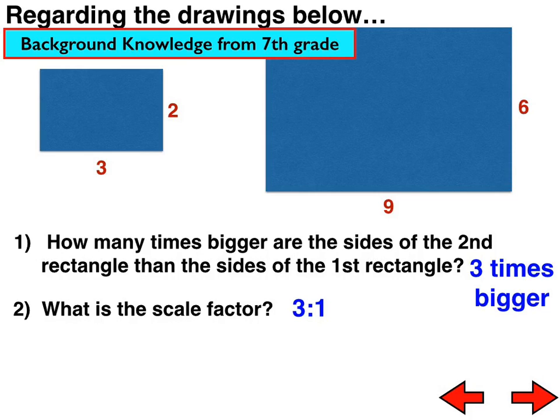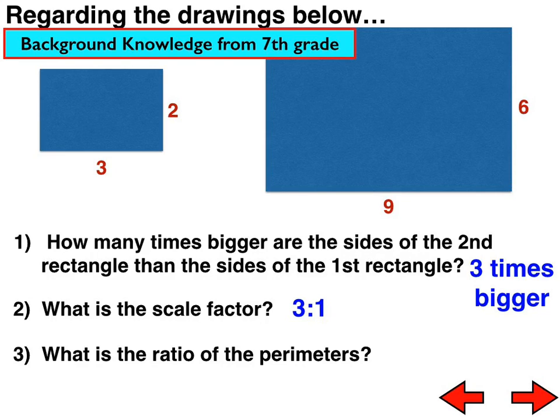Because, once again, the sides of the rectangle on the right are 3 times bigger than the one on the left. Here's another question for you, and you might have to figure this out if you don't know this from last year. What is the ratio of the perimeters? And if you don't know that, figure it out very quickly.